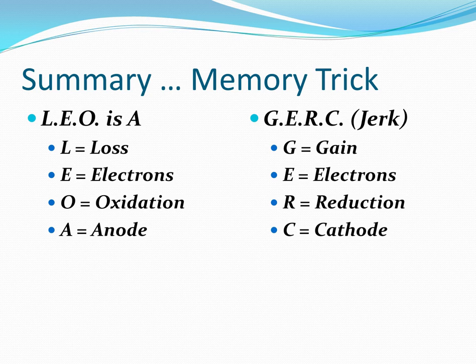To help you remember the two types of electrodes, we can adjust our "Leo the lion says grr" to "Leo is a jerk." This will help us remember where in a half cell the oxidation and reduction reactions take place.